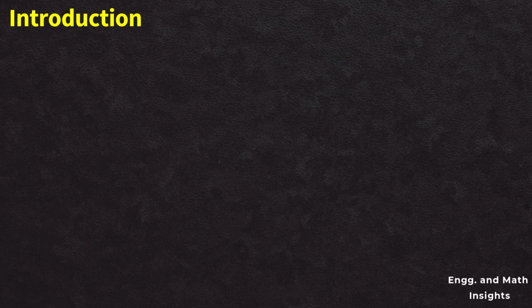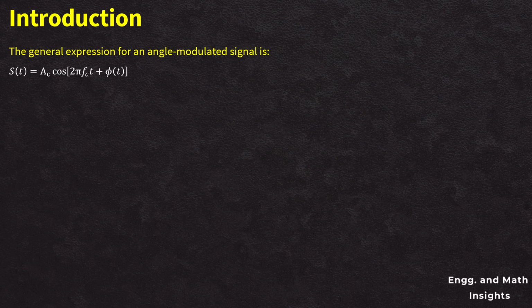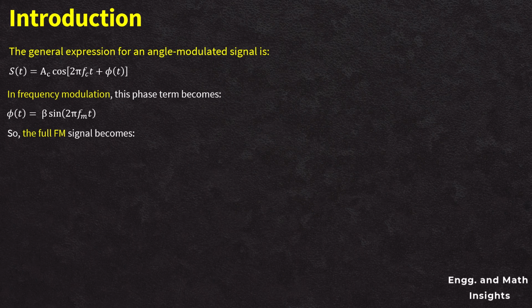So let's get started. Let's recall the basic structure of the frequency modulated signal. The general expression for the angle modulated signal is s(t) = Ac cos(2π fc t + φ(t)). In frequency modulation, this phase term becomes φ(t) = β sin(2π fm t). So the frequency modulated signal can be written as s(t) = Ac cos(2π fc t + β sin(2π fm t)).